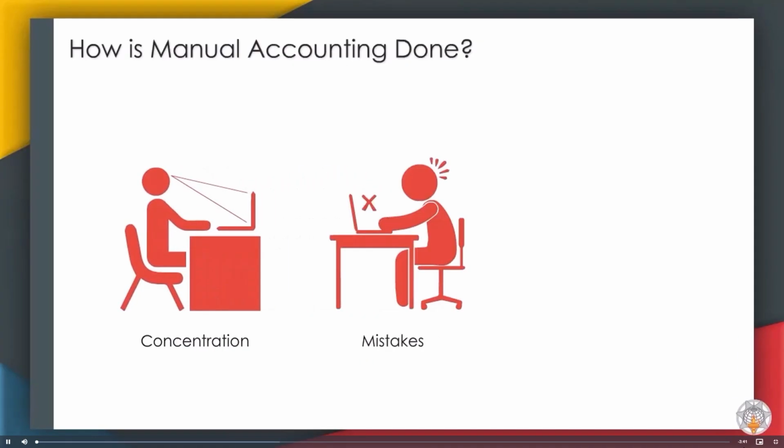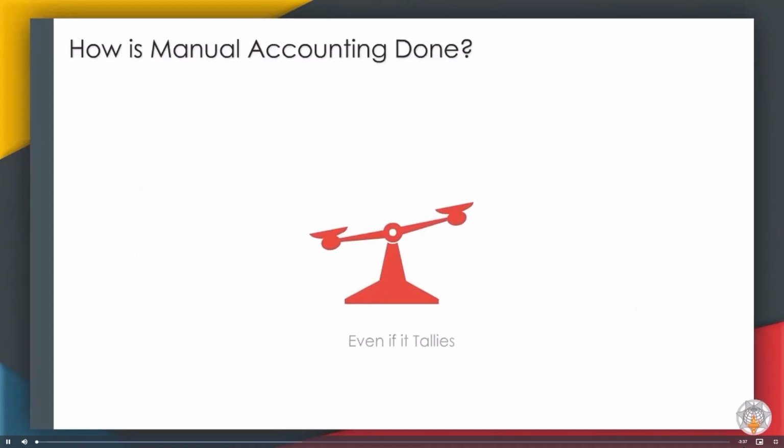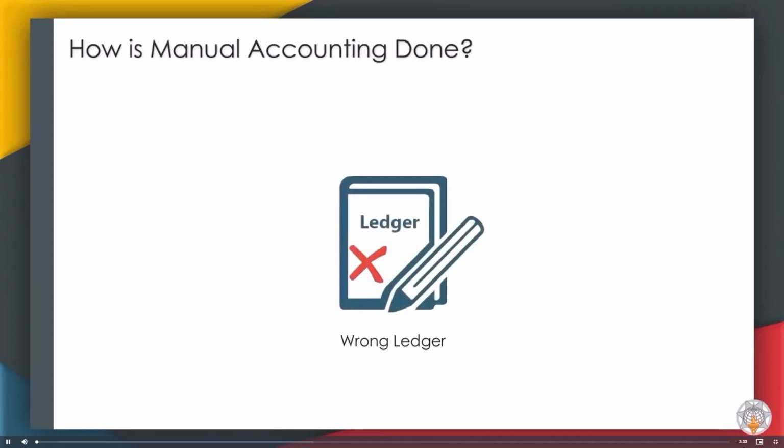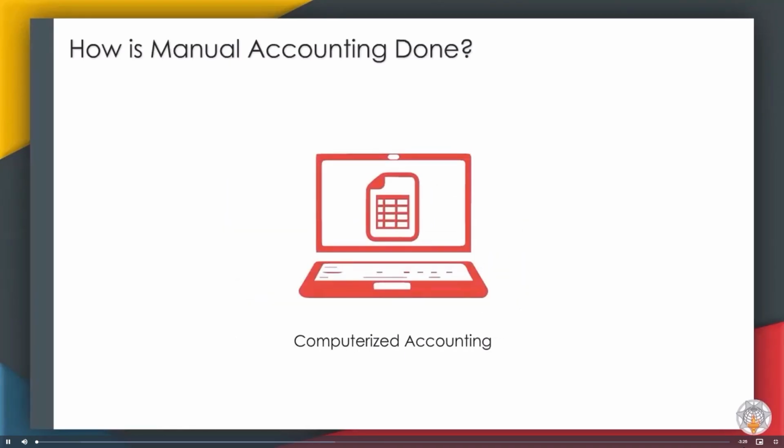Otherwise, mistakes will take place and the trial balance will not tally. Even if it tallies, posting might be done in the wrong ledger account and financial statements will not be correct. To overcome all the above issues, computerized accounting systems were developed.